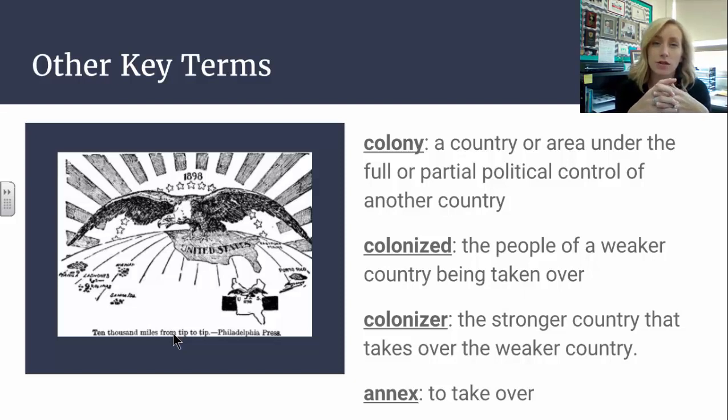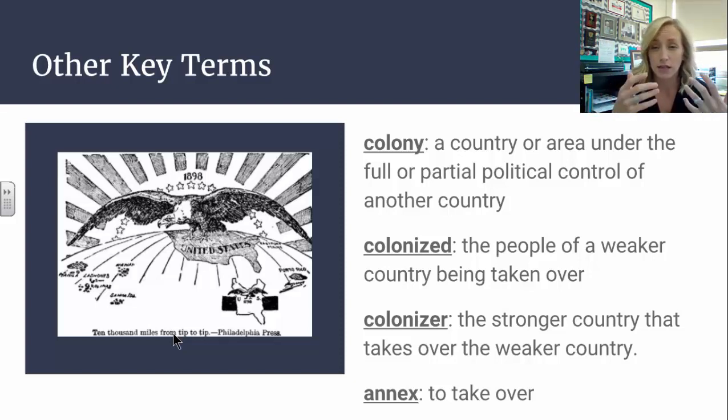Some key terms that you want to understand for this unit, many of them we've seen, maybe not though. So a colony is a country or area under the full or partial political control of another country. And we get that, right? That's the physical area, the country that is the colony, that is colonized.